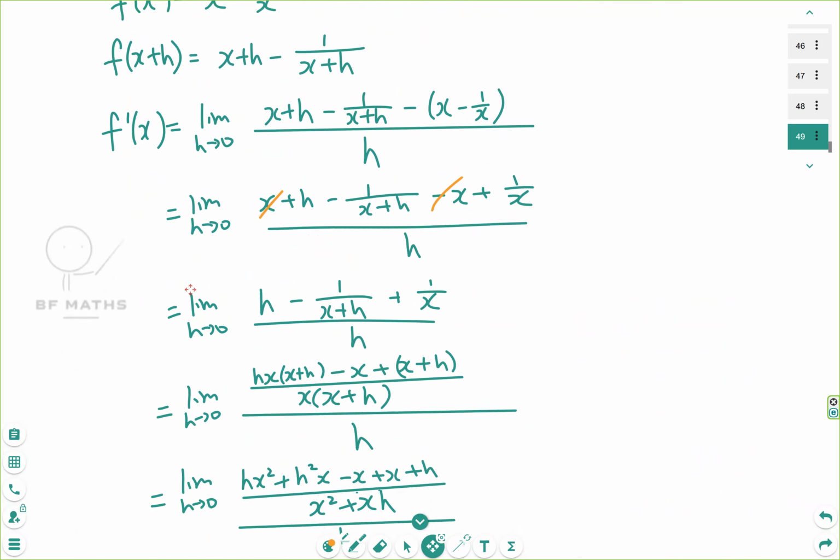Okay, so previously, I showed you up to this step. What I did next was I just multiplied, put in a negative into the bracket. So minus x plus 1 over x, and minus x cancel out. So I rewrite this: h minus 1 over x plus h plus 1 over x, all over h.